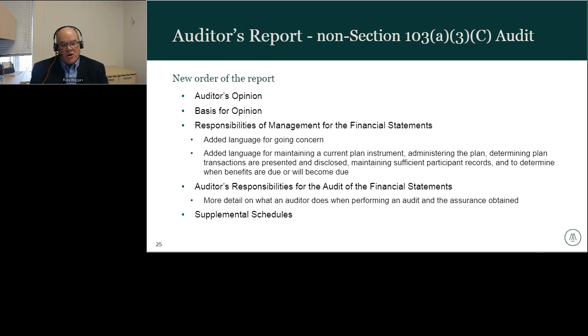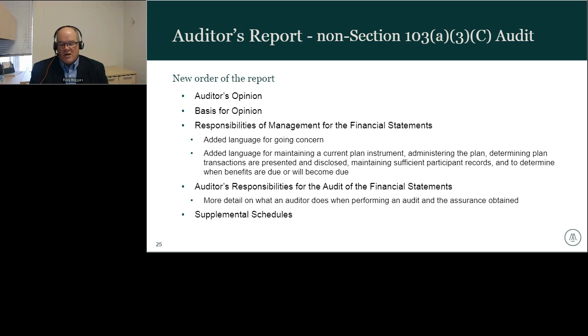And as I mentioned earlier, right in the audit opinion is management's responsibility for maintaining current plan documents, for administering the plan, for taking responsibility for plan transactions being presented and disclosed accurately and completely, maintaining participant records, all those things we just talked about. Those are not only going in your management rep letter, but they're also going right into the audit opinion, which is a pretty dramatic change. And then the auditors, not to be outdone, the auditor's responsibility section is also longer now.